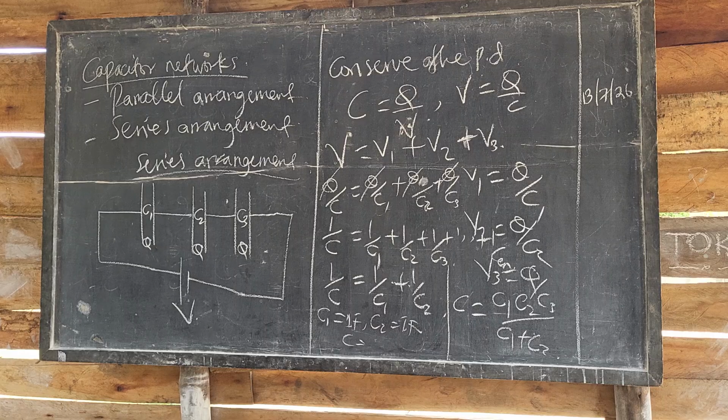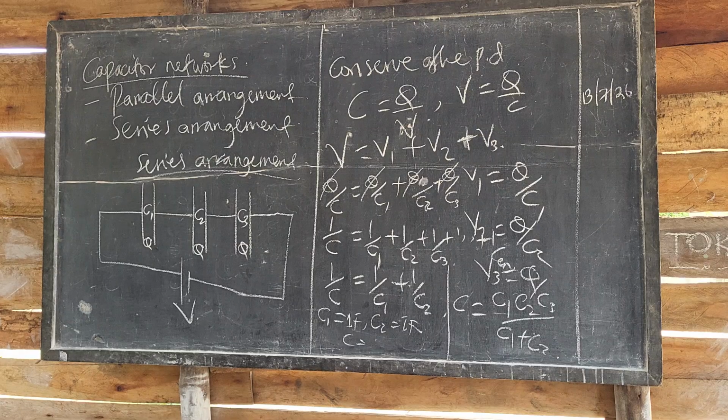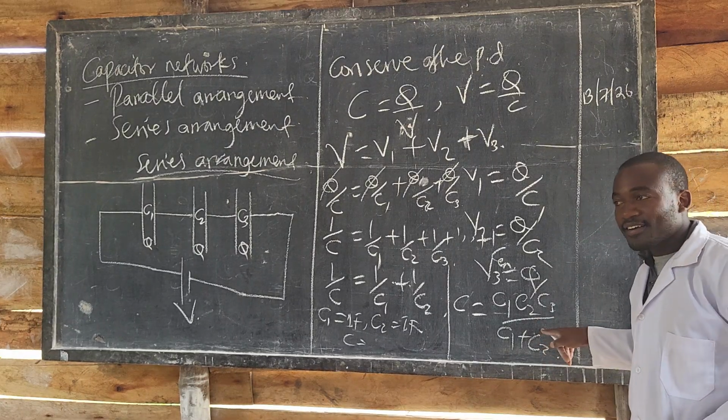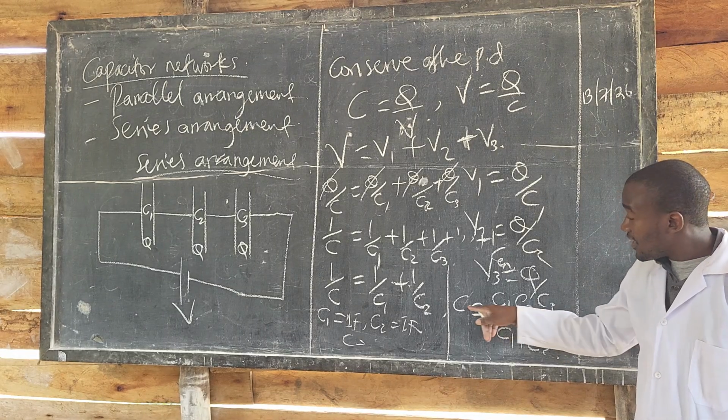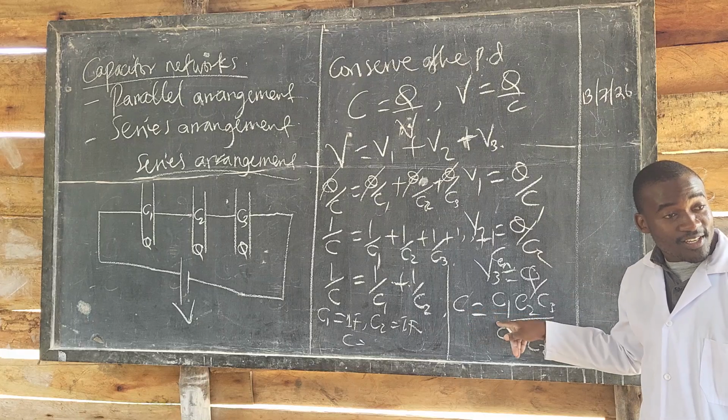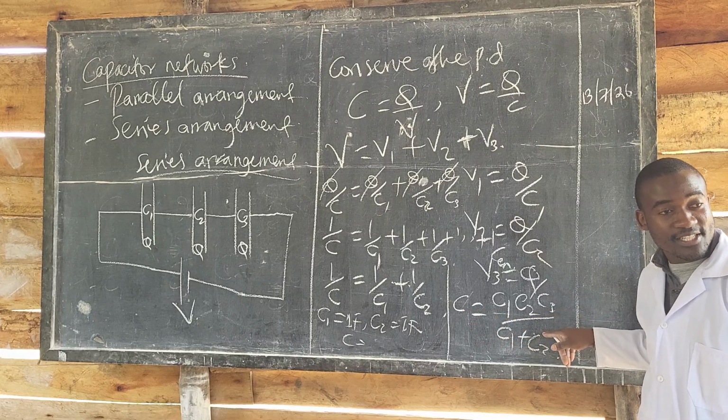If C1 is 1 Faraday and C2 is 1 Faraday, that is what we are using. That's why I've said check. Which answer? So, this is wrong. C is not equal to C1 C2 over C1 plus C2.